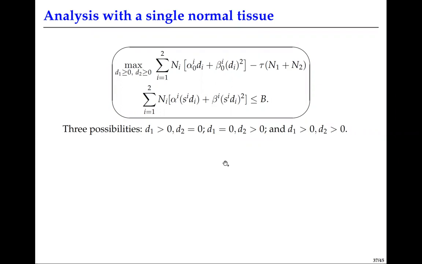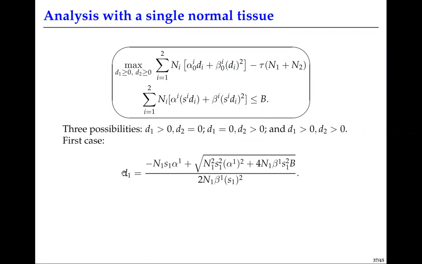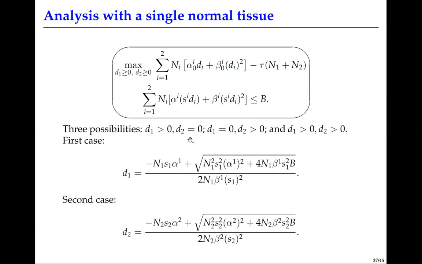or they both could be positive. So when D1 is positive and D2 is 0, I can set D_T to 0 here and simply solve a quadratic equation. Note that this constraint has to be active at optimality, so I can get a D1 value. Similarly, for the second case, I can get a D2 value by again setting D1 to 0, and this constraint has to be active. But the third case is more interesting, D1, D2 both positive.